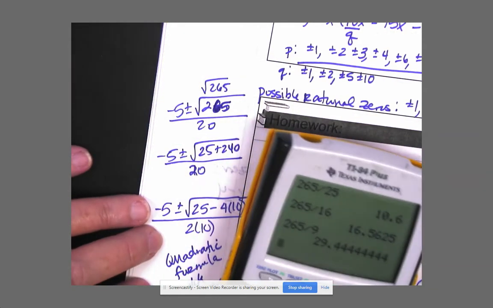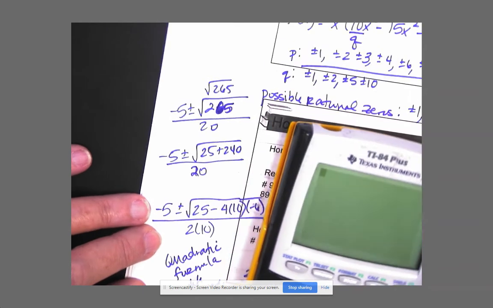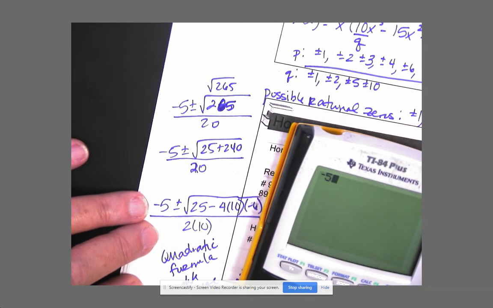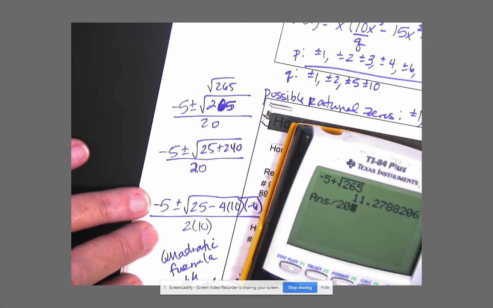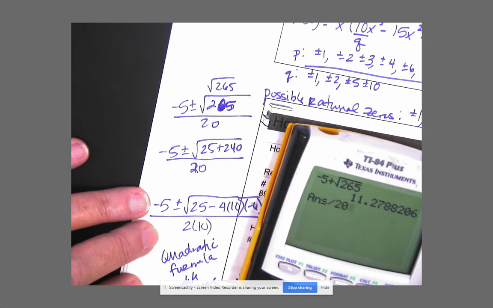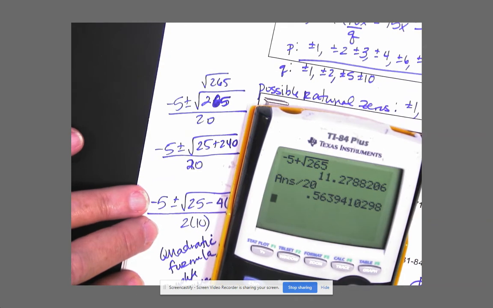So that's good. Let's just type that in the handy dandy calculator now. Let's type in -5 plus the square root of 265. Get your answer. And then divide that by what? 20. What should the answer be? Yay, look at us. 0.56, right? We found it by hand.